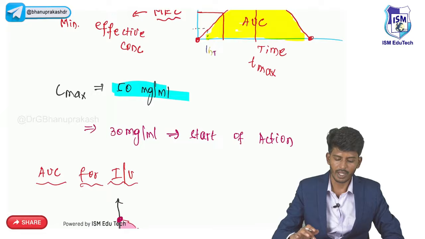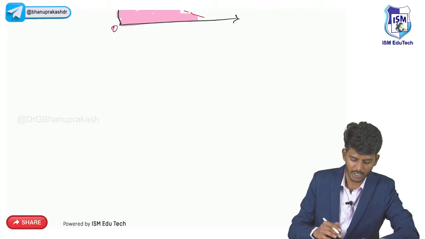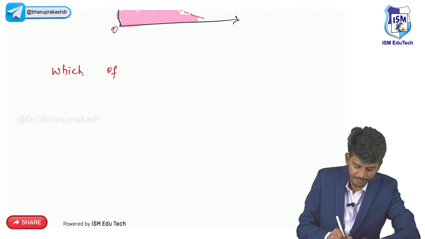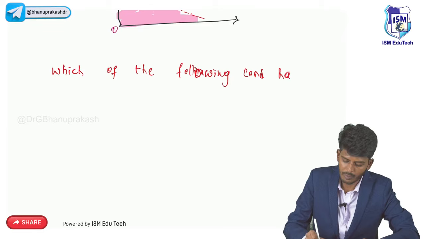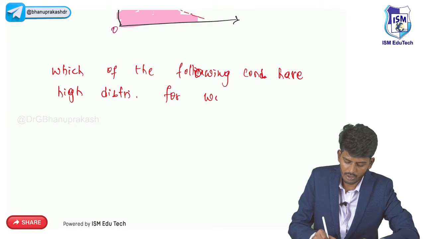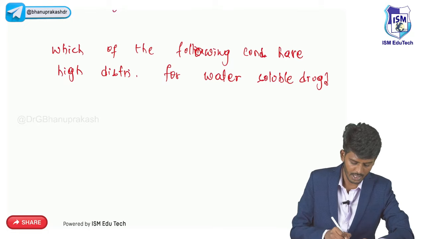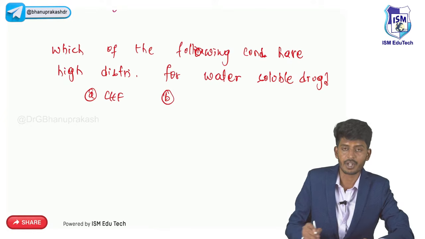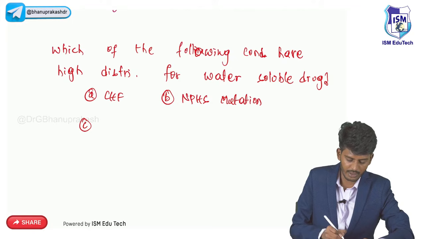Okay. So once you understood about this, there is a last important aspect. What is that last important aspect? There is one important question. Look at this MCQ. Which of the following conditions have high distribution for a water soluble drug? Okay, this is a question. Option A, congestive heart failure. Option B, what is that? That is your NPHS mutation. Option C, that is your chronic liver disease. Option D, all three.